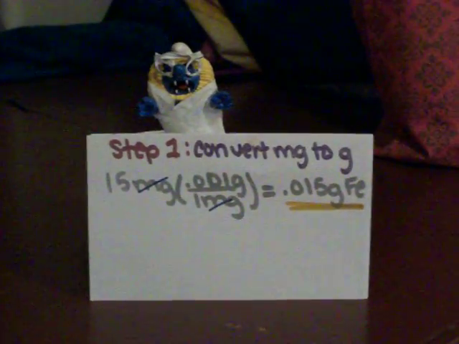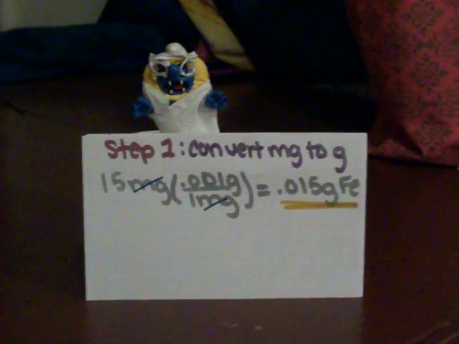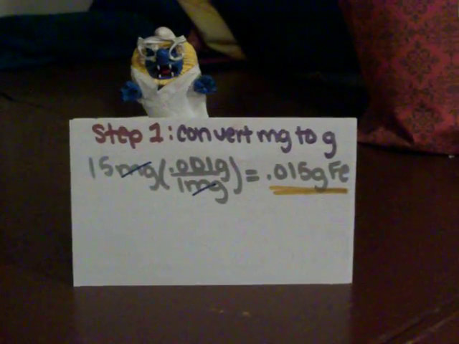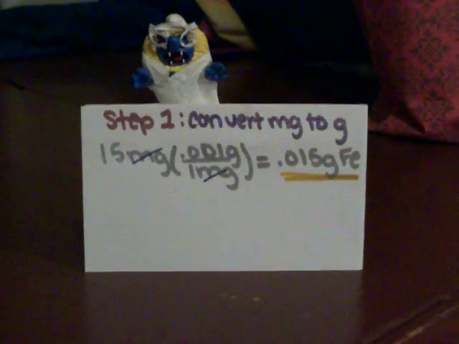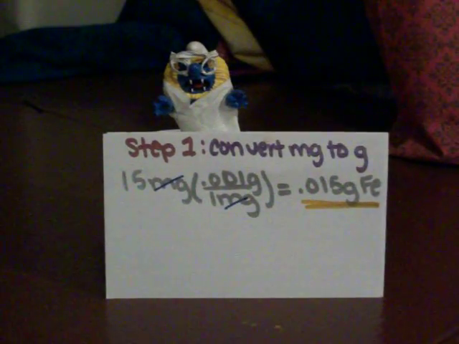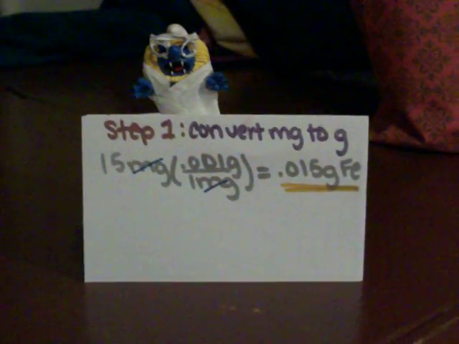Step 1. We are going to convert milligrams to grams. We will do this by placing 15 milligrams and multiplying it by 0.001 grams over 1 milligram. So milligrams cancel out, giving us 0.015 grams of iron. Questions so far? Alright, wonderful. Next slide, please.